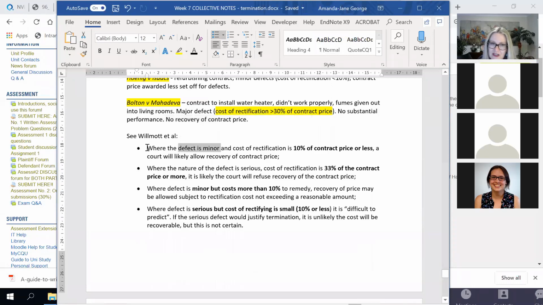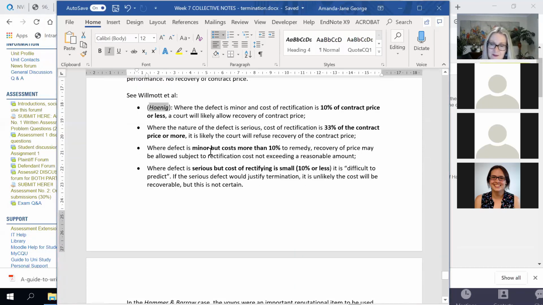So we'll talk about if the defect is minor. This is the Hoenig example, okay? Where the defect's minor, you focus on what is the obligation that's at stake and how much of the contractual benefit you are still getting. If the defect's fairly minor and you're still getting the bulk of the contract, and it's only going to cost you about 10% to fix it up to what was originally promised, then it's more than likely you'll be able to recover your price.